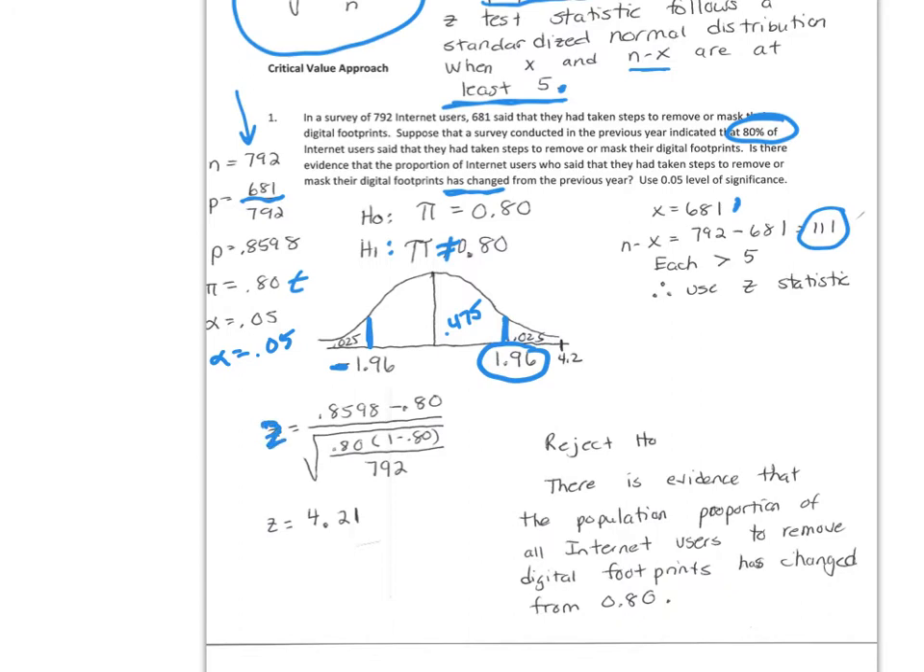I then calculated my z. I put this number on my graph, and it's way up here in my tail. It's in the what region? Critical. So reject H sub 0. I'm rejecting this. So we're saying this has some validity. There is evidence that the population proportion of all internet users to remove digital footprints has changed from 0.80. This number here became my line to separate between the critical and non-critical.